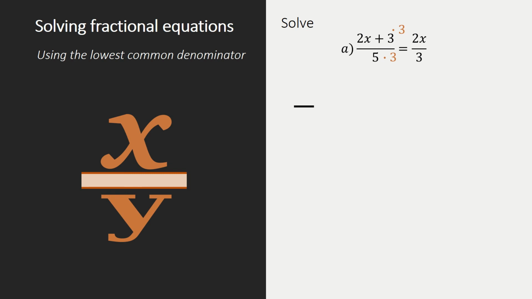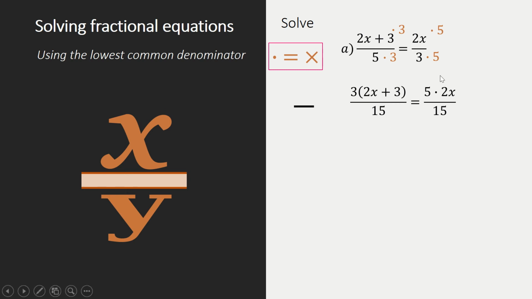To get 15 out of 3, I need to multiply by 5. What I do on the bottom, I need to do on top. So 2x times 5 as well. Please remember that our multiplication dot is the same as our multiplication sign. What we get is 3 times (2x plus 3) over 15 equals 5 times 2x over 15. Remember that you must use brackets since we want to multiply 3 by 3 and 2x by 3.